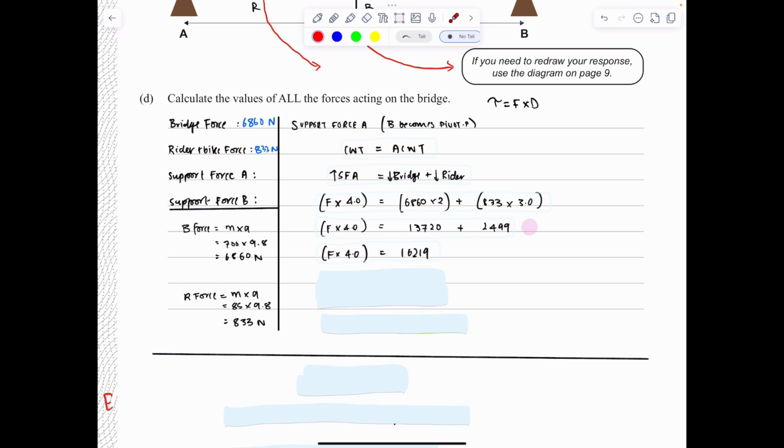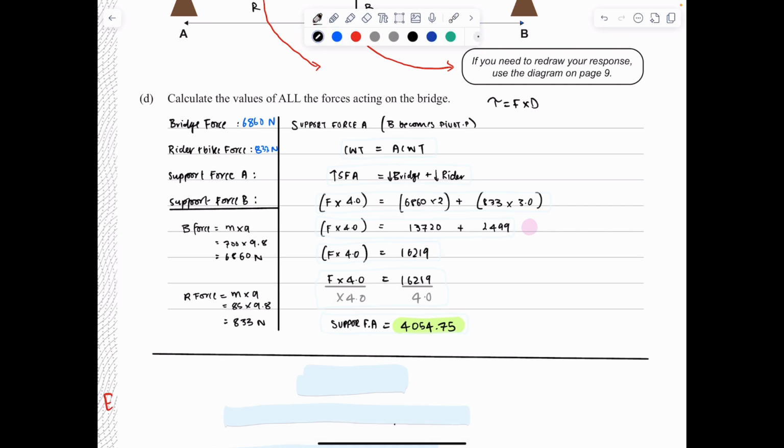Okay, so how do I rearrange? Well, I want the support force A all by itself, so I have to get rid of the 4.0. Currently it's being times by 4.0. The opposite of times 4.0 is divide by 4.0. And if I do it on this side, it cancels it out here. And then I have to divide the other side by 4.0. So 1621.9 divided by 4.0 equals 4,054.75. What am I missing here?